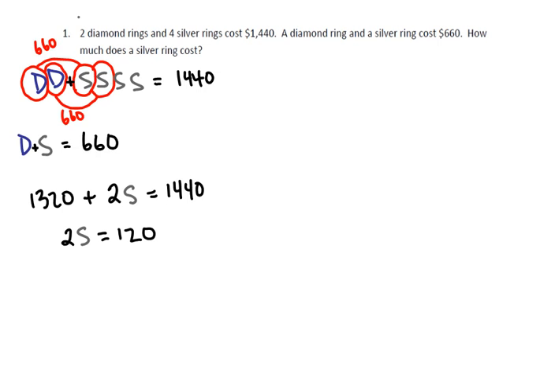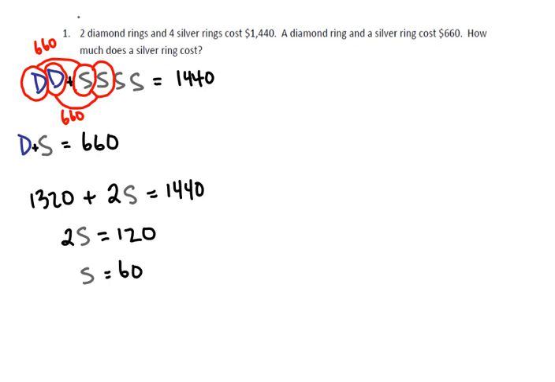And that tells you that 2 silver rings are worth $120. And since they have the same value, split it in half, and we have 1 silver ring is worth $60. And that was the question that was asked: how much does a silver ring cost? Now that's really the simplest way to go about a problem like this.